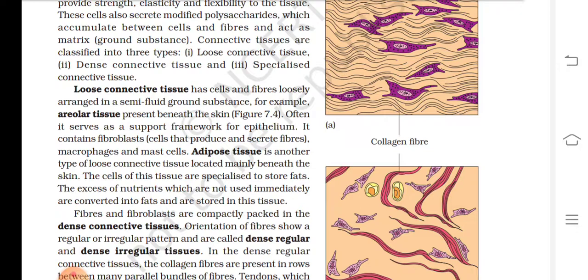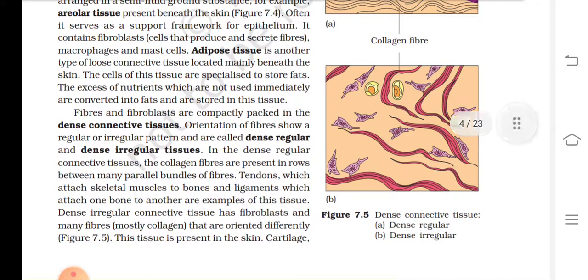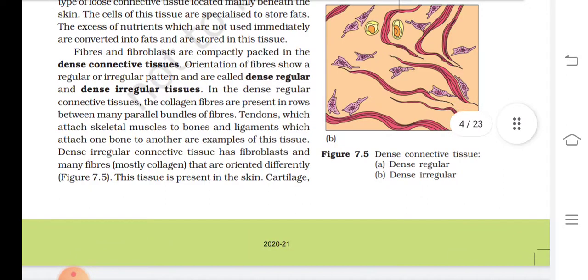Fibers and fibroblasts are compactly packed in the dense connective tissue. Orientation of fibers shows a regular or irregular pattern and are called dense regular and dense irregular tissue. In the dense regular connective tissue, the collagen fibers are present in rows between many parallel bundles of fibers. Tendons which attach skeletal muscle to bone and ligaments which attach one bone to another are examples of these tissues. Dense irregular connective tissue has fibroblasts and many fibers, mostly collagen, that are oriented differently. This tissue is present in the skin.